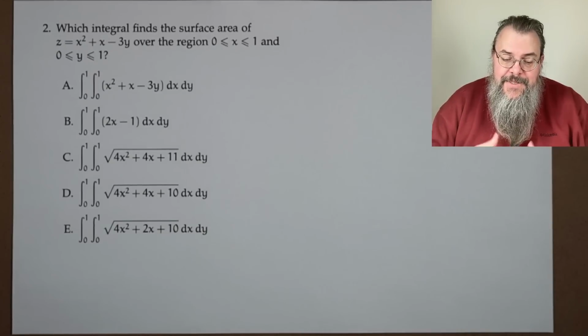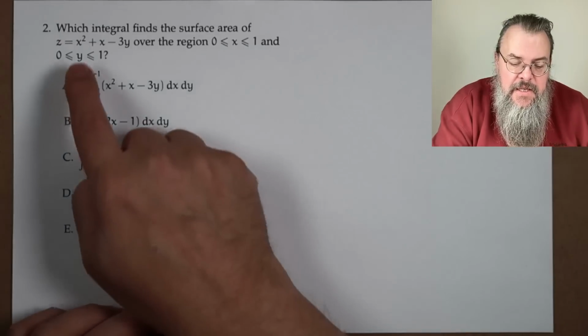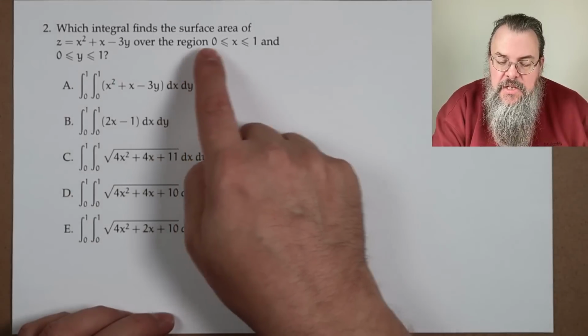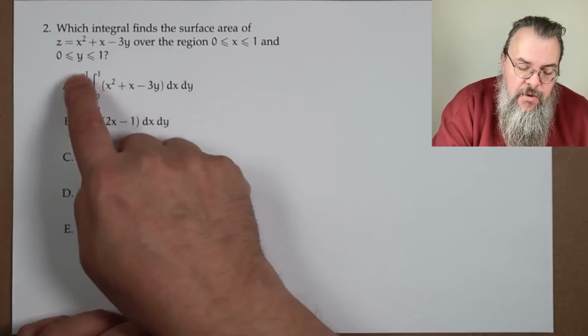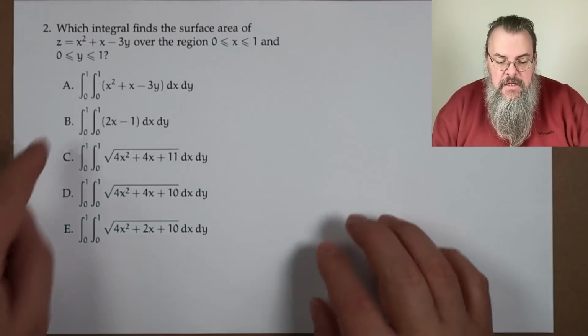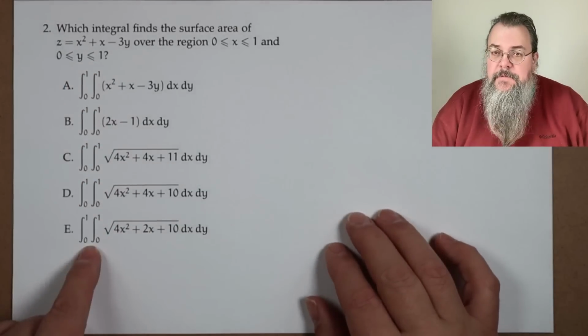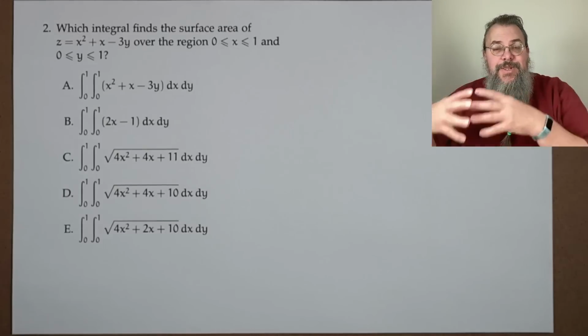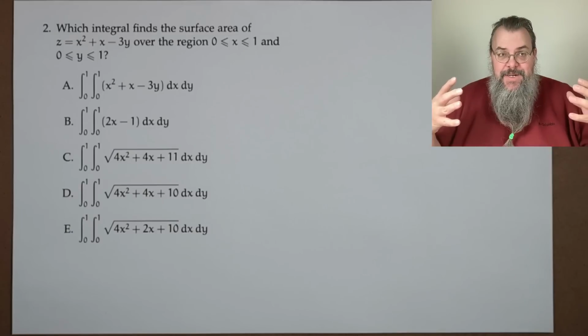Which integral finds the surface area of z equals x squared plus x minus 3y over the region x goes from 0 to 1, y goes 0 to 1. Now, from the bounds, we're not going to get any helpful information. They all are 0 to 1, 0 to 1 for x and y. So this is all about what are we integrating.